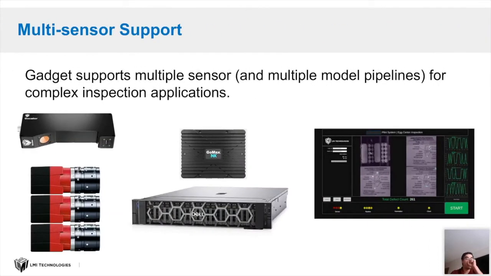The Gadget can also be a multi-sensor platform. The modularity described earlier makes it easy to add multiple sensors to an inspection, as well as mix and match different sensor types in the same inspection. We're also able to have multiple pipelines running that are communicating with either all or just a subset of the sensors.